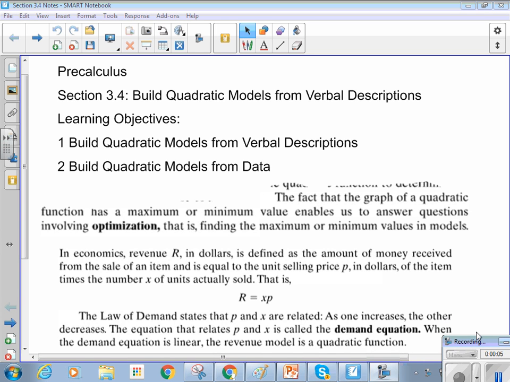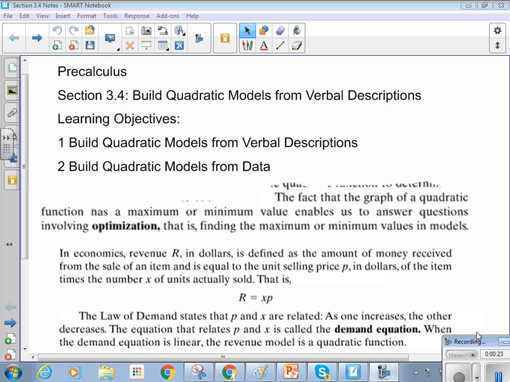All right. So this is 3.4, build quadratic models from verbal descriptions. Our learning objectives are to build quadratic models from verbal descriptions, thank goodness, because that's what the section is titled, and to build quadratic models from data. I thought it was important.